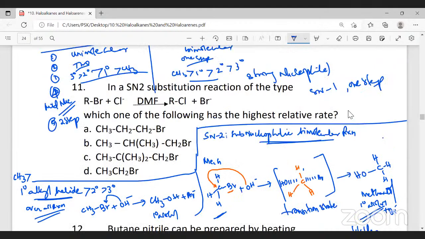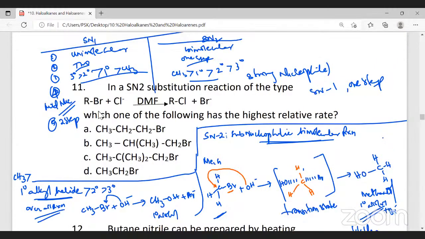In the SN2 substitution reaction of type RBr plus Cl minus in DMF giving RCl and Br minus, which one of the following has the highest relative rate? R is an alkyl. This is the SN2 mechanism. Now, in SN2, the order is methyl, primary, secondary, and tertiary. This is primary. This also is primary, and this also is primary. All the halides are primary. So what will be the answer for this?